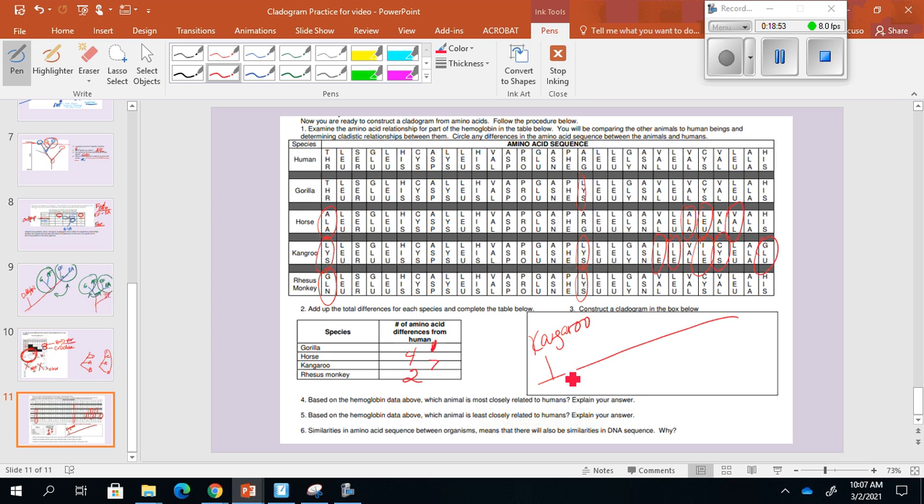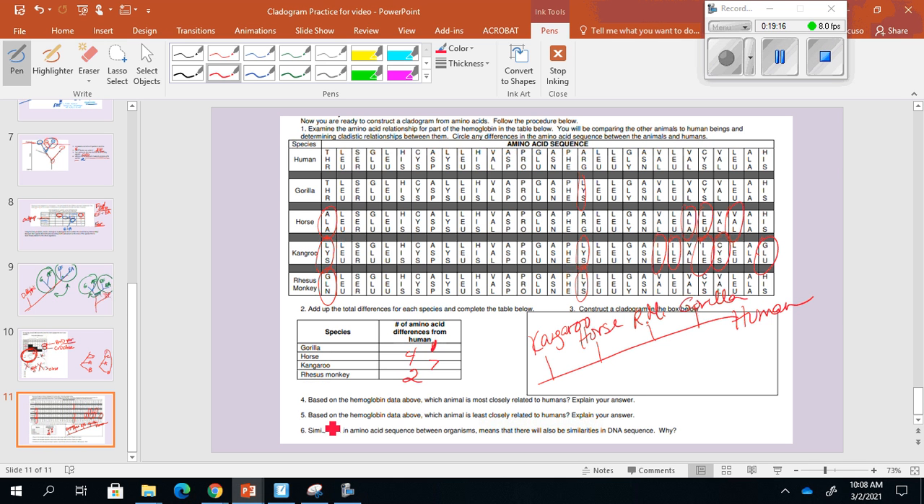And I do not need to have a defining characteristic because it's just the number of differences. And then next would come the horse. And then next would come the rhesus monkey. And then next would come the gorilla. And last would come the human.